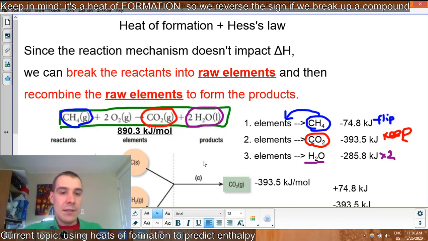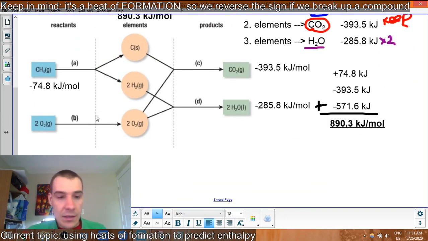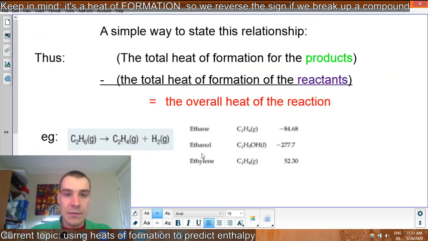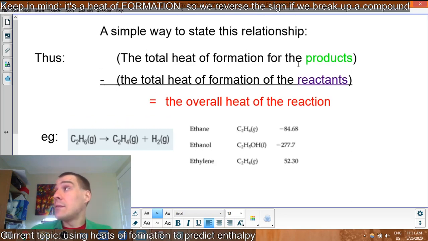So the concept here is we always have to flip anything on the left side, and we always multiply by the coefficient, and that's it. One way to remember that we have to flip is that it's a heat of formation. We're forming, so we don't flip it on the side where we're actually forming the product, but on the reactants we're going to have to break it down into its raw elements. So we have to flip the energy because we're turning it into raw elements. So that's our first practice problem. Let's do a second practice problem here. Another way to state it: you do the products, take away the reactants, and you get the overall heat of the reaction.